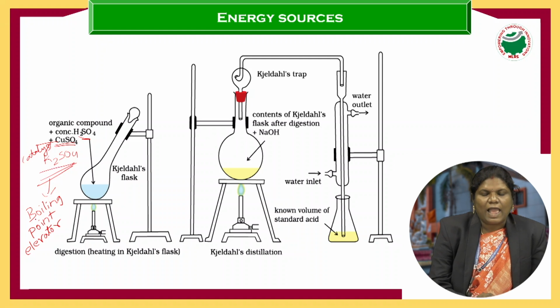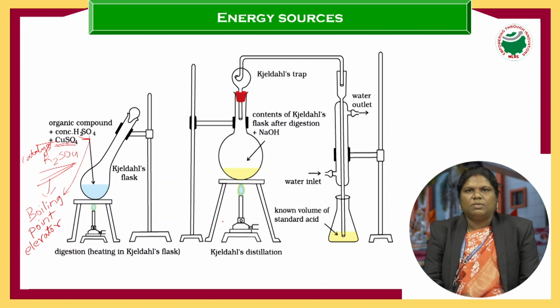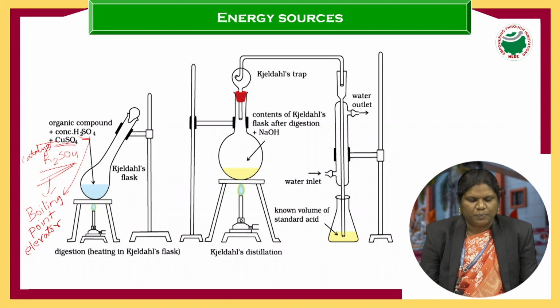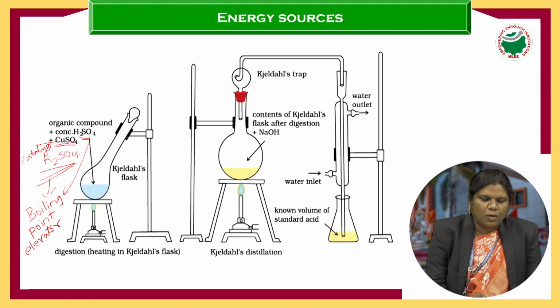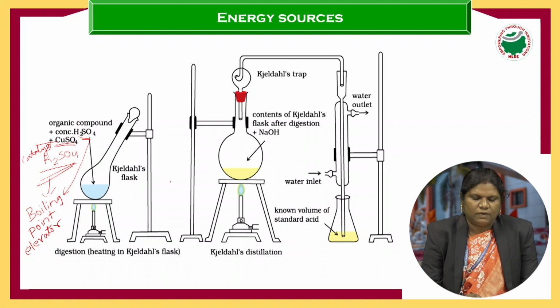K2SO4 will act as the boiling point elevator. It will enhance the boiling point of the H2SO4. Means when the coal sample is treated with the sulfuric acid and the CuSO4 along with the K2SO4, it will be converted into a clear solution. This is a long-necked flask. It is known as the Kjeldahl flask.